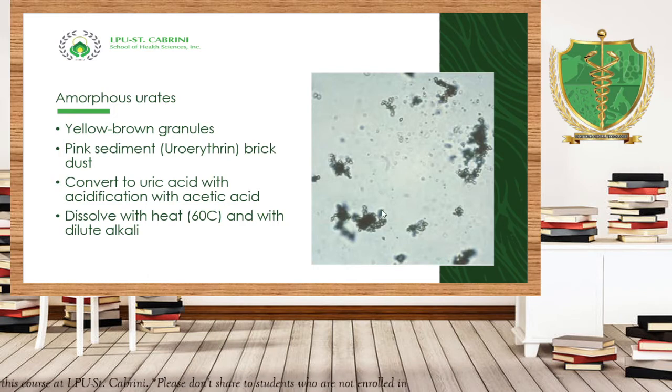At kapag po yung amorphous urates na nakita mo turns into a uric acid, a four-sided polygon, then that is your amorphous urates. So, bakit hindi sa uric acid? Kasi nga sa amorphous urates ay pwede maging uric acid kapag nilagyan mo ng acetic acid. It's a confirmation that that is the presence of amorphous urates. Intende. Okay? Next, amorphous urates is dissolved with heat at 60 degrees Celsius and with dilute alkaline.